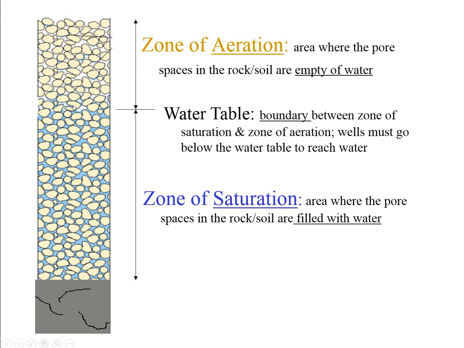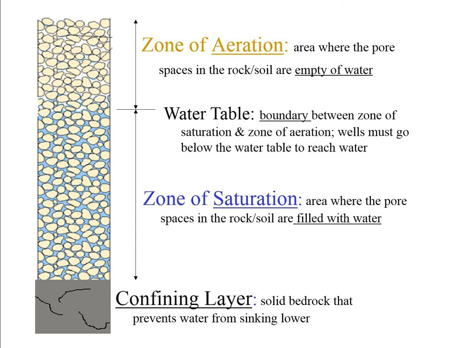If you're going to drill a well into this, you have to go below the water table. And in fact, the deeper you go below the water table, the better. Because if you get more rain, the water table goes up. If you get less rain, the water table goes down. Beneath these is the confining layer. This is the solid bedrock that prevents the water from sinking any lower.